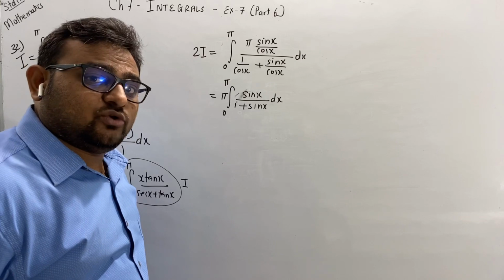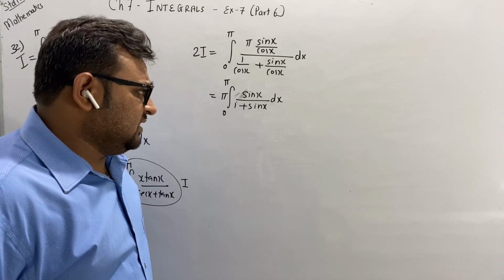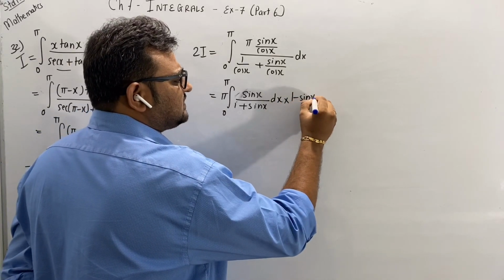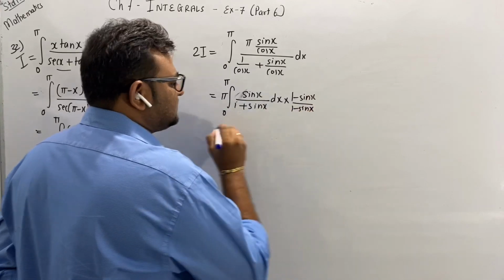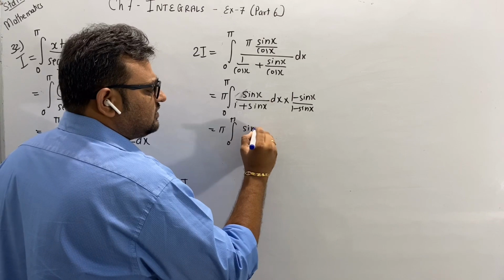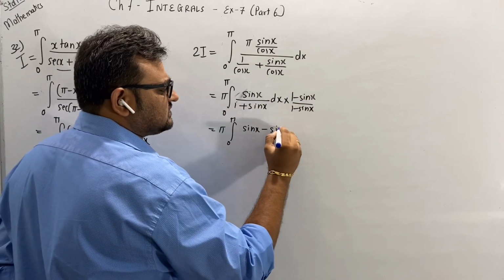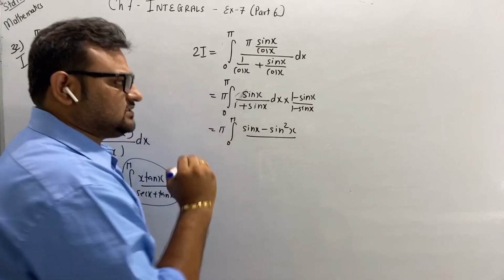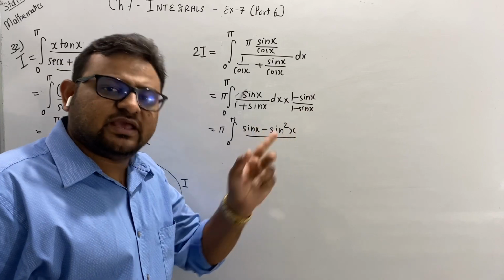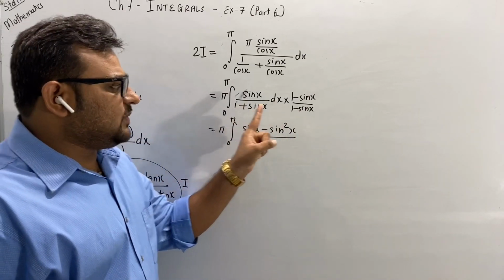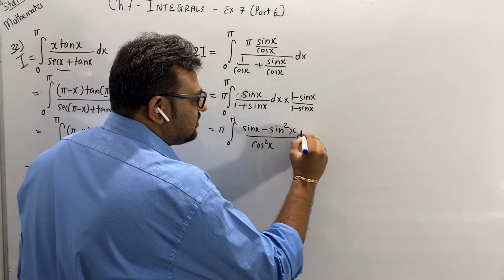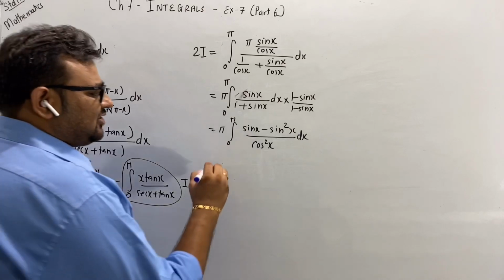So now what can we do? We can do one thing. Multiply and divide by the conjugate. Multiply by 1 minus sin x, divide by 1 minus sin x. So this will be integral 0 to pi sin x into 1, sin x into sin x, sin square x. 1 plus sin x, 1 minus sin x, a plus b, a minus b, a square minus b square. So it will be 1 minus sin square x. And what is 1 minus sin square x? Cos square x dx.